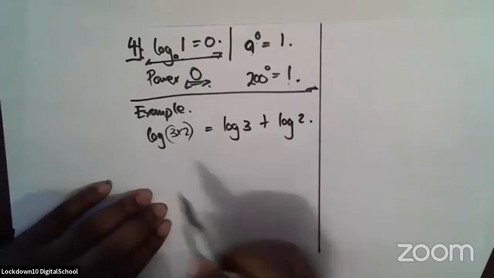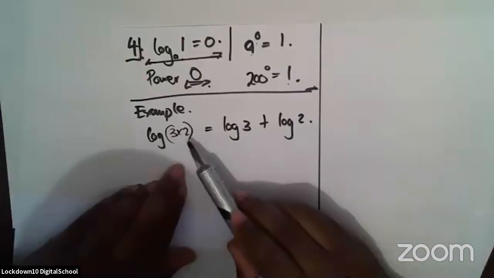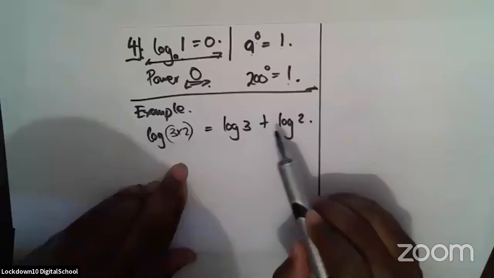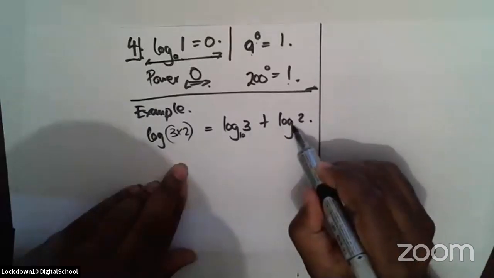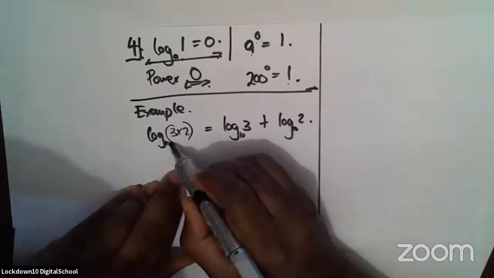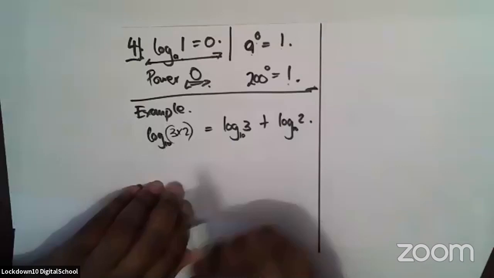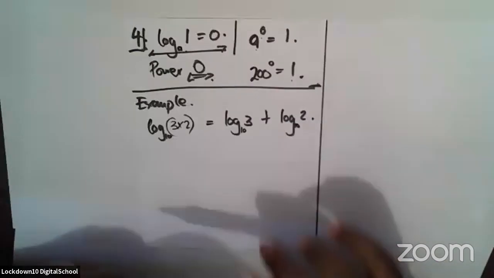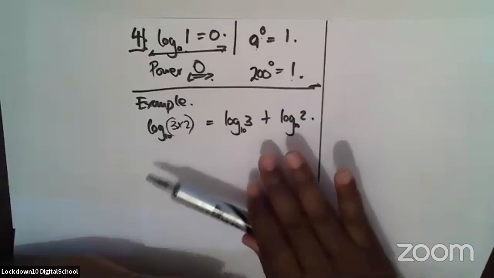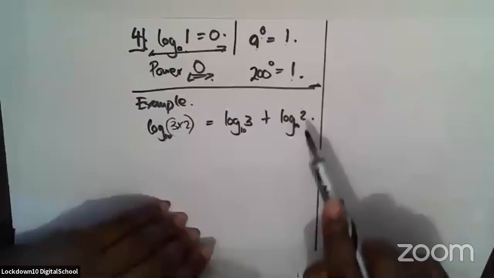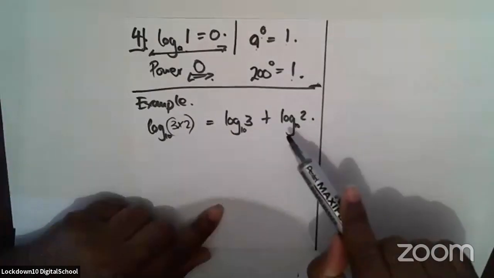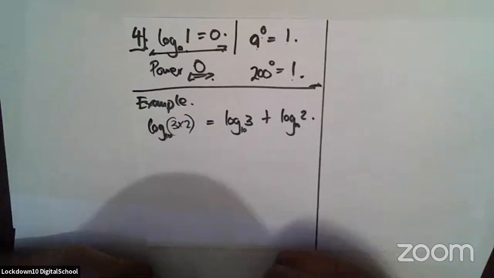In normal circumstances, if I don't write anything on the base, it means it is to base 10. That is the norm. But if I want to express it to another base, then I must write the base. If I do not write the base, it is to base 10. So you can check, because this becomes log 6.